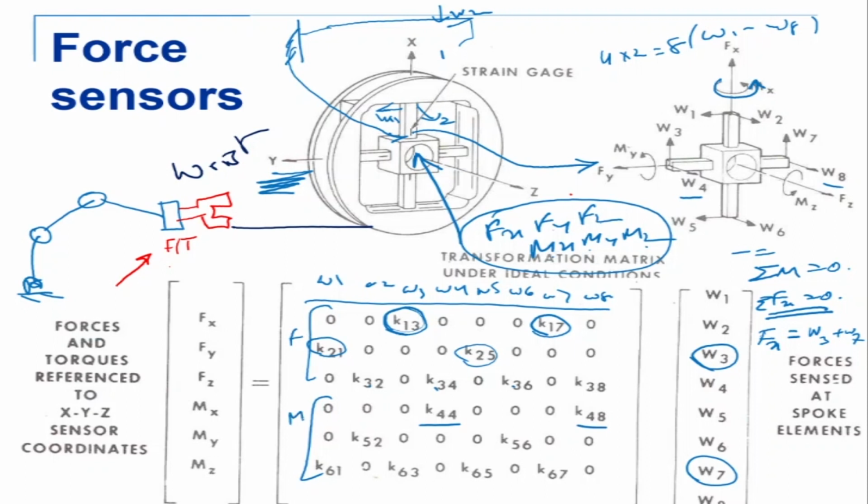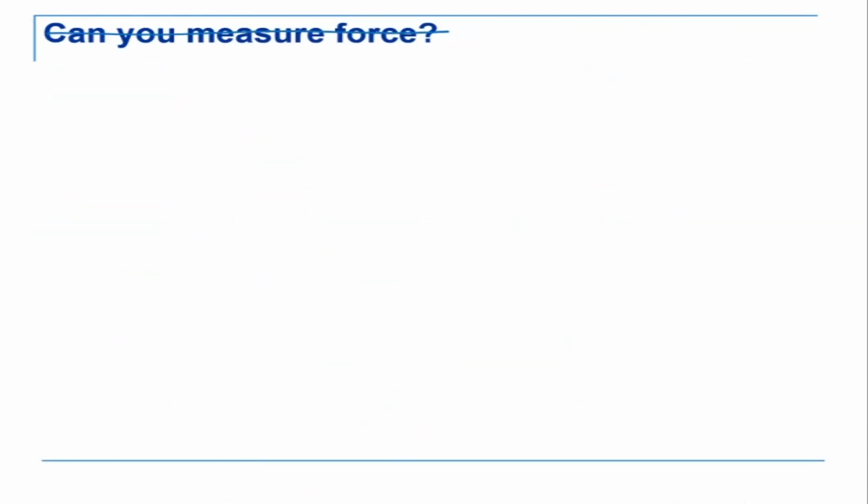Now it's interesting to note that this matrix is basically a 6 by 8 matrix. So it's a non-square matrix. I can write it in the form F is equal to K into W, where W is the forces. So I need to calibrate this.